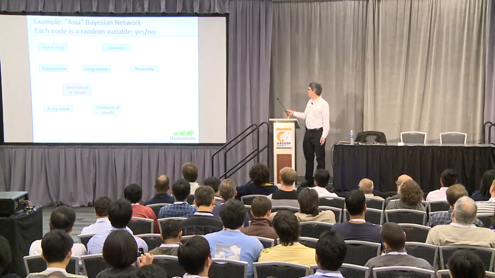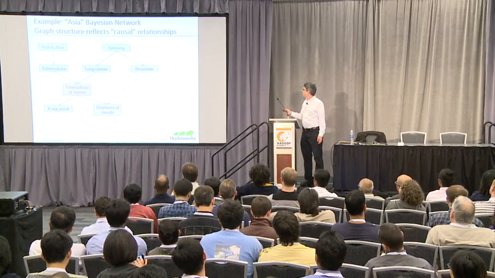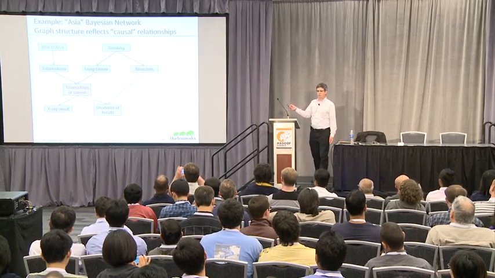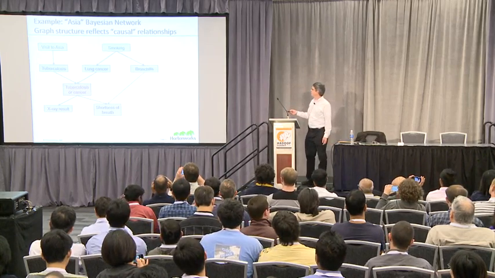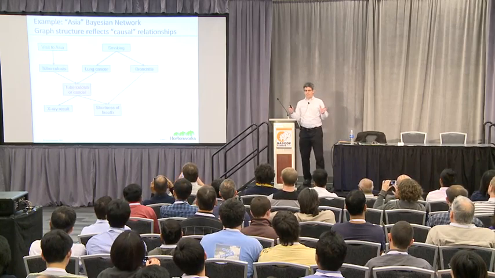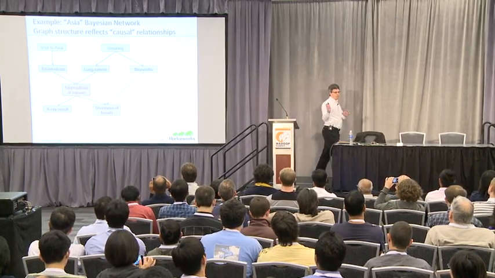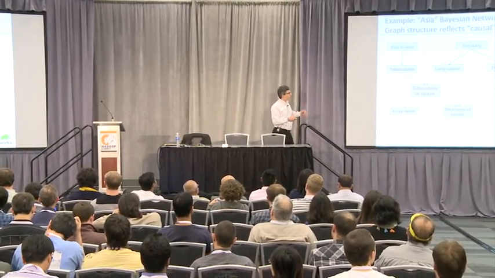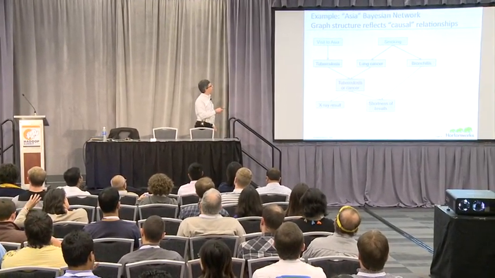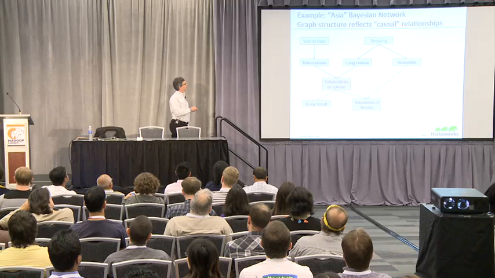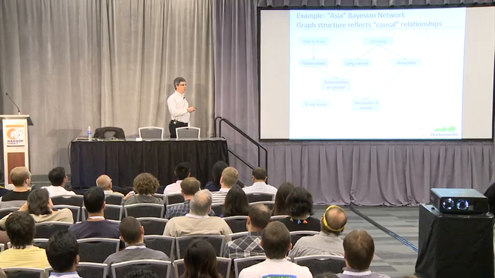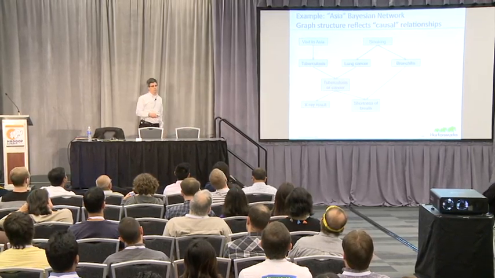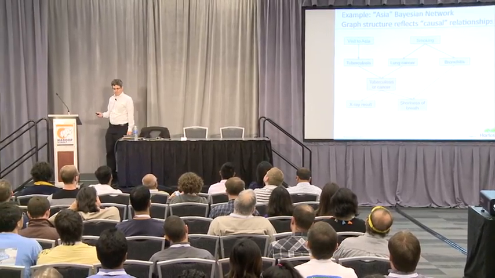And then there are arrows. The arrows reflect causal relationships, although I'll talk about that later. It's not necessarily exactly causal, but it's a conditional dependence between the nodes. So, for example, lung cancer and bronchitis depend on whether you're smoking or not. So there's some conditional probabilistic dependence between those things.